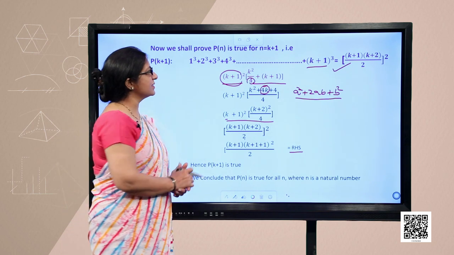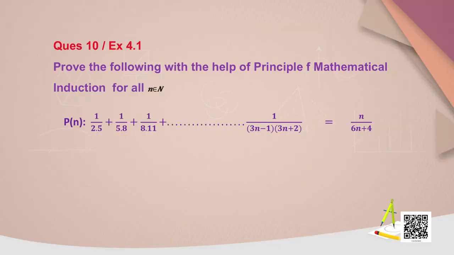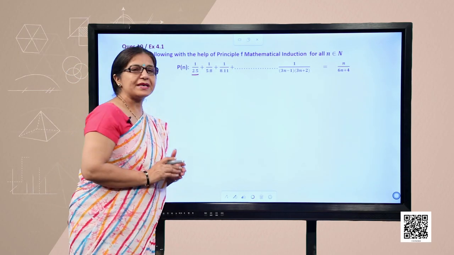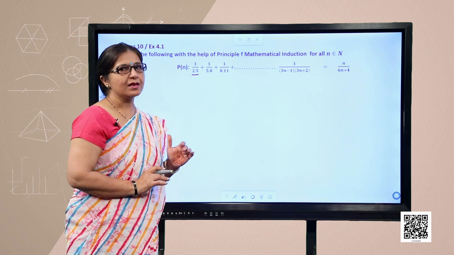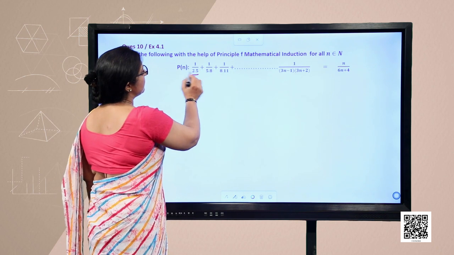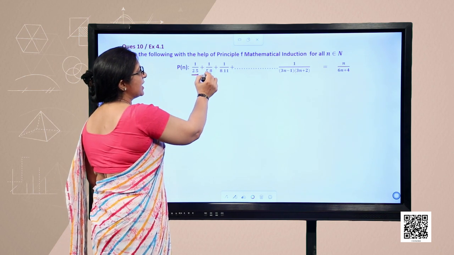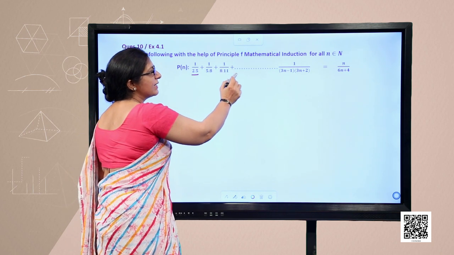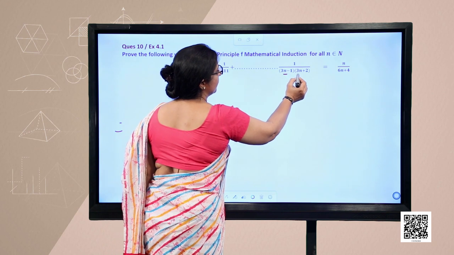This was all about this. Now, another question from your exercise 4.1, that is question number 10. Prove the following with the help of the principle of mathematical induction for all n belonging to N. The statement is 1 upon 2.5. Don't mistake it as a decimal. This is nothing but a product, 2 multiplied by 5, plus 1 upon 5 multiplied by 8 plus 1 upon 8 multiplied by 11, till the nth term.